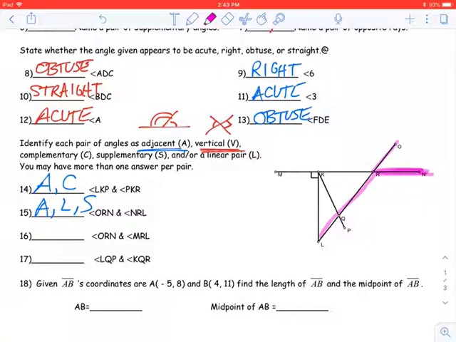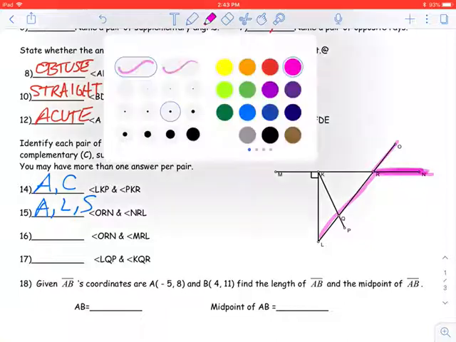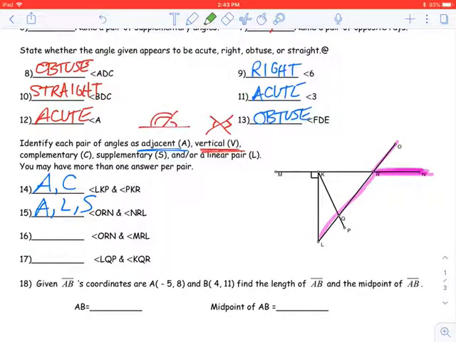Okay? And then ORN is going right here. ORN, do a different color. ORN is that same one right here. And then MRL. Okay, so I'm going to clean this up real quick. If you notice here, MRL, see how they make an X shape here? So this angle and this angle are opposites, so that's vertical. And if they're vertical, usually they're not supplementary or complementary unless it's a special circumstance. Okay.